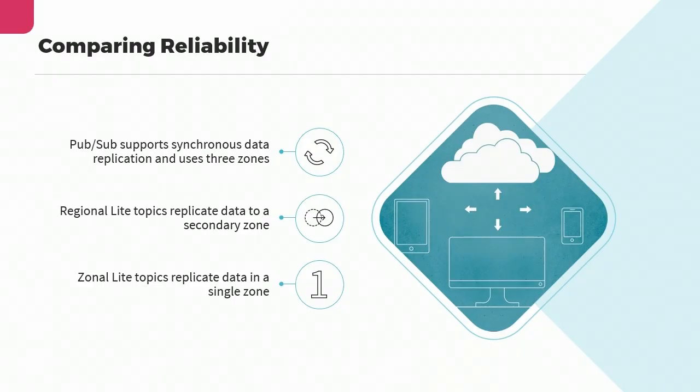Usually what's going to happen with regular PubSub is you're going to have fault tolerance because you have it replicated across 3 zones. But if you go down into a regional Lite topic, you get it over 2 zones, and the zonal Lite has very little fault tolerance with just a single zone.